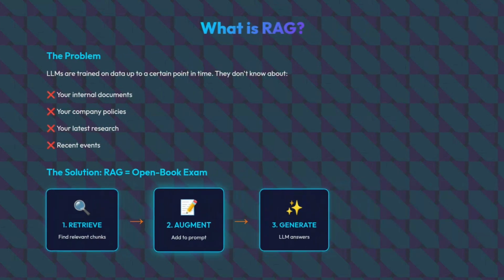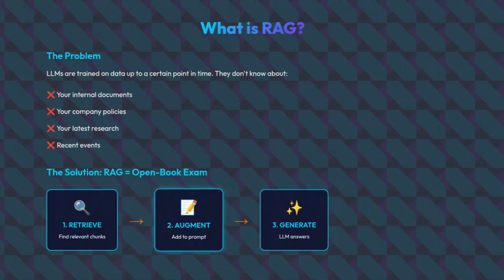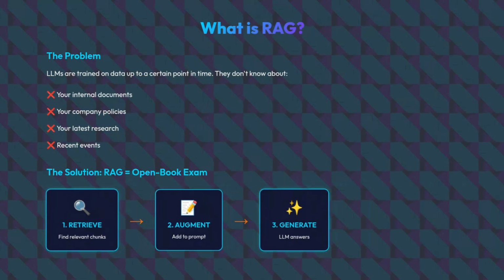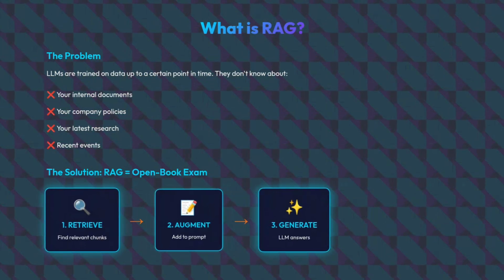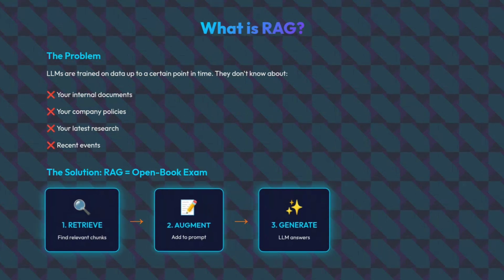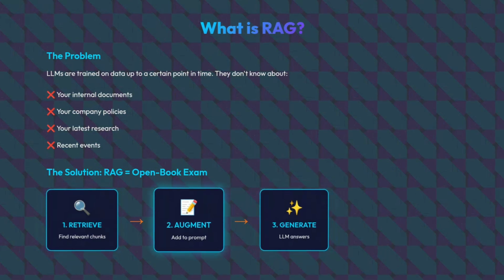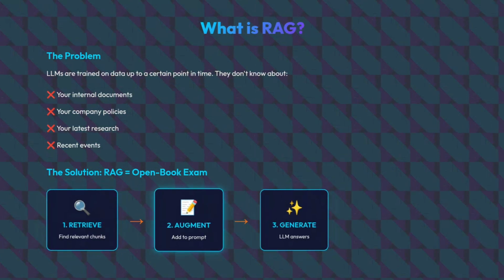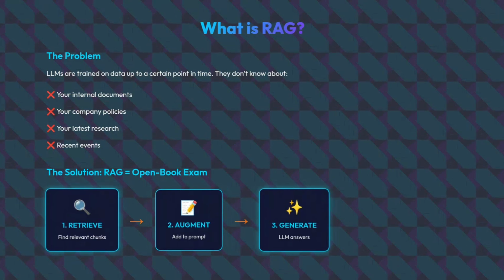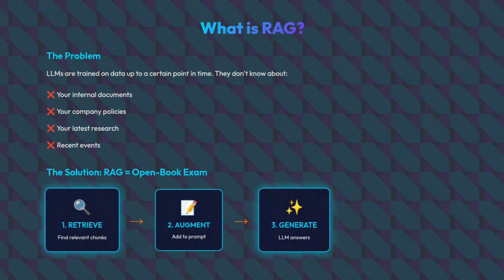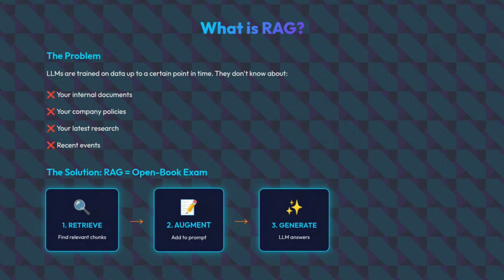So first, what exactly is RAG and why do we need it? Here's the problem. LLMs like GPT-4 or Claude are trained on data up to a certain point in time. They have no idea about your internal documents, your company's policies, your latest research papers. And when you ask them something they don't know, they hallucinate. RAG solves this by giving the model a way to look things up before answering. Think of it like an open book exam. Instead of asking the model to memorize everything, you give it the relevant pages from the textbook and then ask it to answer. Much more reliable.